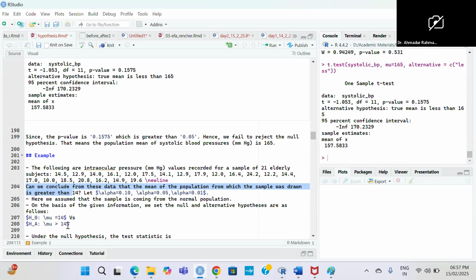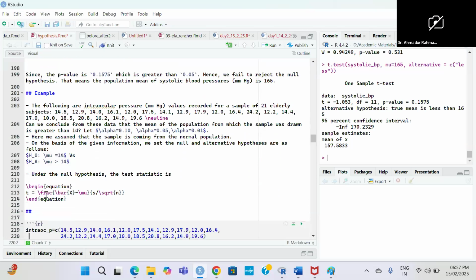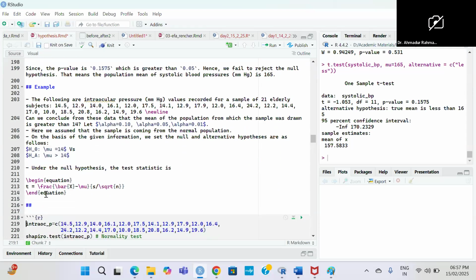So now we set the null hypothesis mu is equal to 14, and the alternative is mu is greater than 14, because it is written there that the intraocular pressure of the population is greater than 14. So under the null hypothesis, we have to check whether the intraocular pressure of this population is greater than 14 or 14 only.